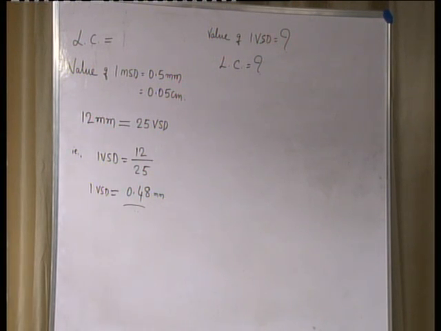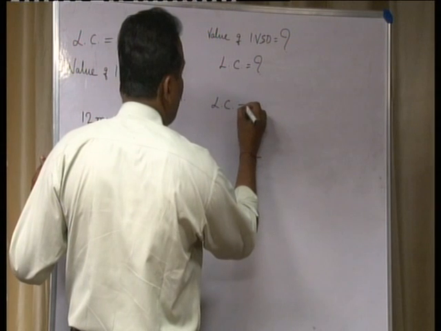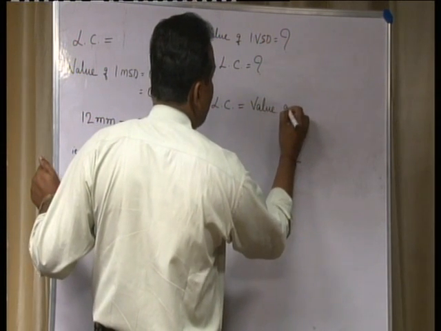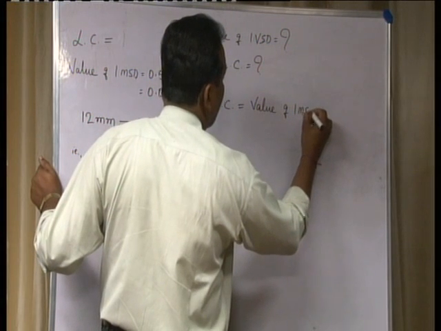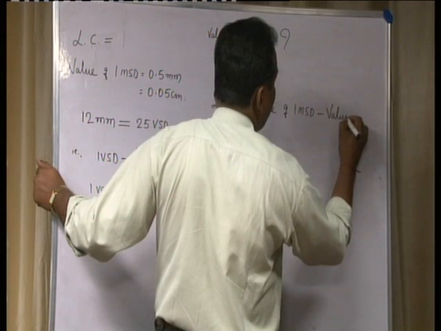So, I will say, while discussing the vernier calipers, the least count of the vernier calipers can also be defined as the difference between the value of one main scale division and one vernier scale division. I mean, least count can also be given as value of 1 MSD minus value of 1 VSD.